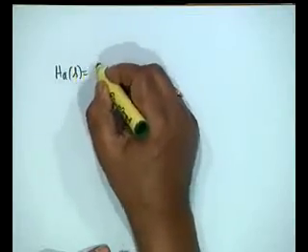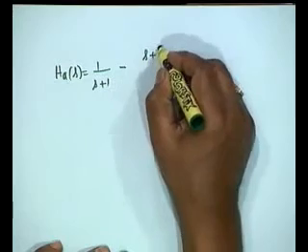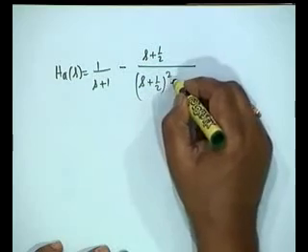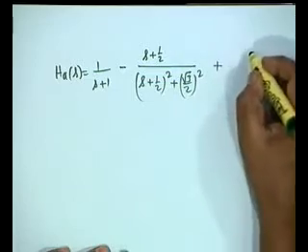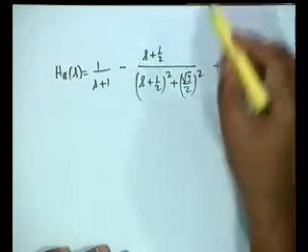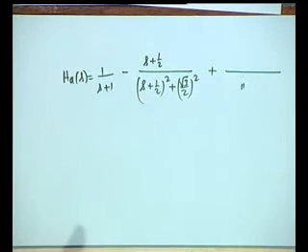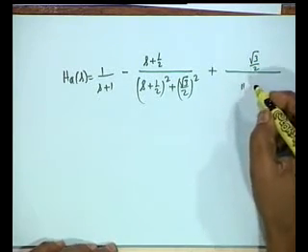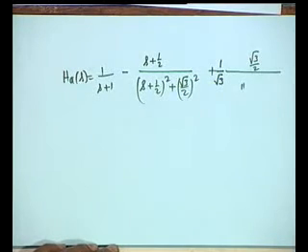So I can write HA of s as equal to 1 over s plus 1 minus s plus half divided by s plus half whole squared plus root 3 by 2 whole squared, plus, not minus, minus and minus makes it plus, the same denominator. I don't want half, I want root 3 by 2. So multiply by 1 by root 3. Agreed?